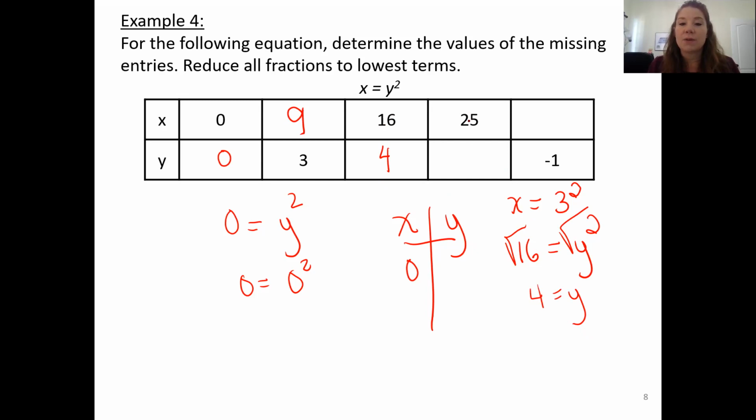All right, then what if x is 25? So 25 is equal to y squared. Once again, we're finding the square root of both sides. What number times itself is 25? The answer is 5. And then, I'm going to erase this stuff.